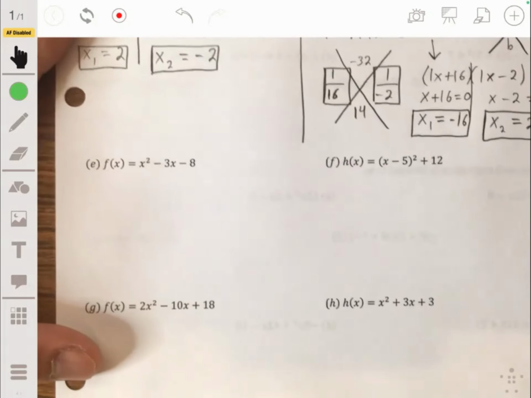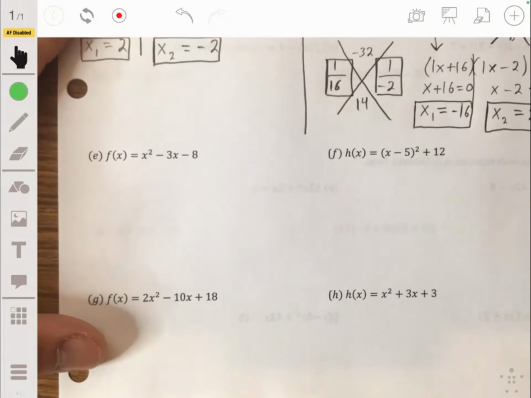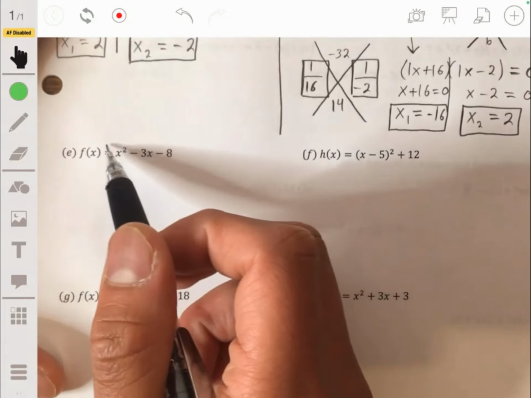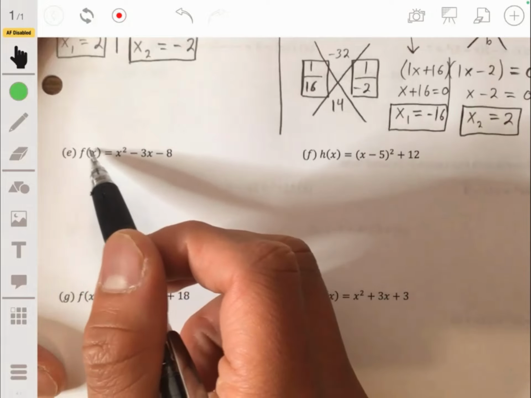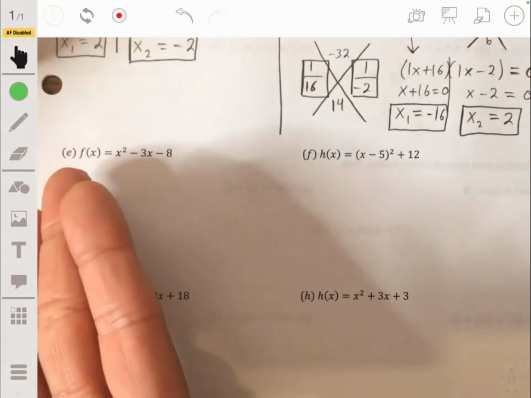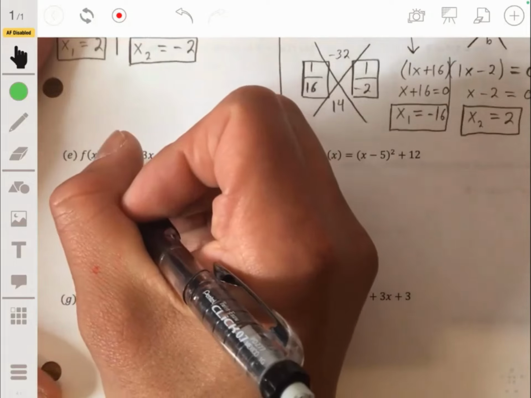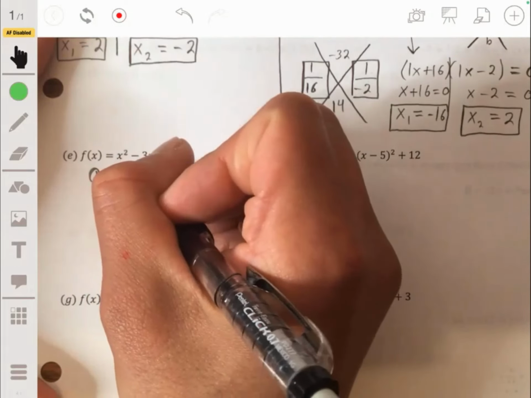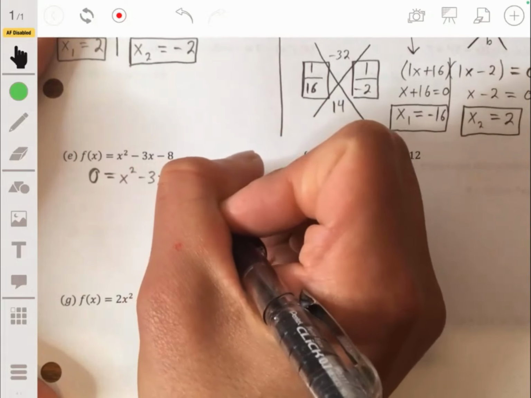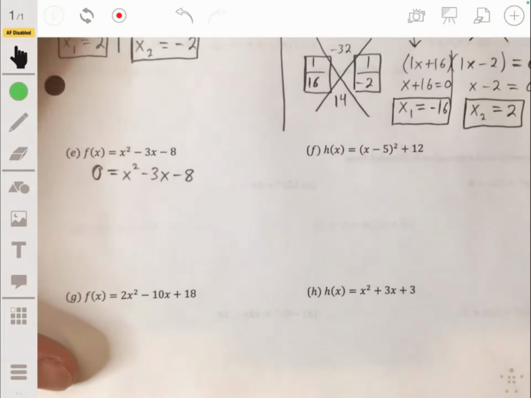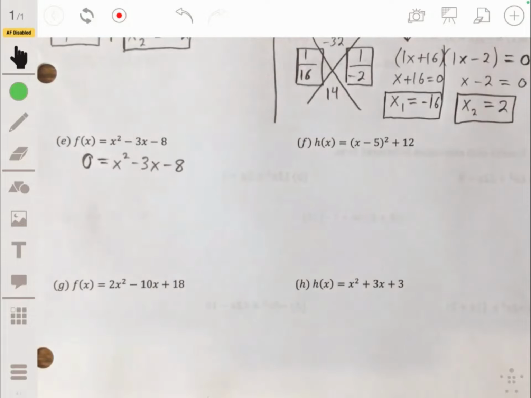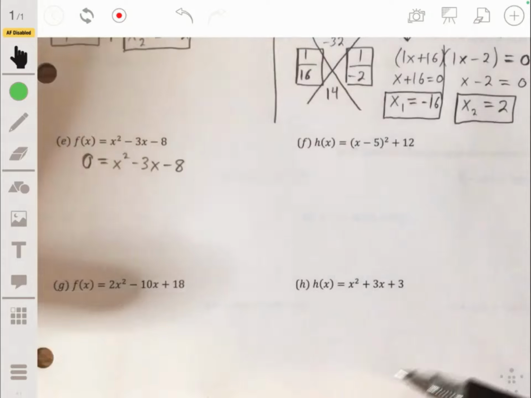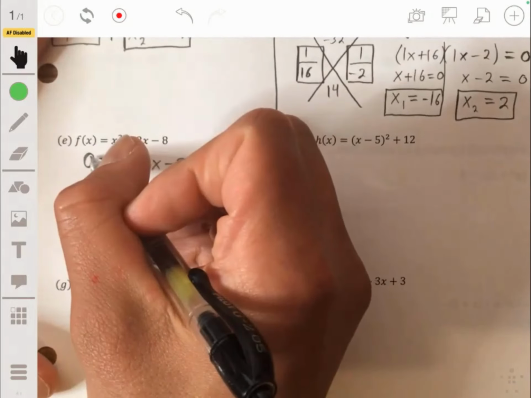All right, next example, E. Okay, so now, again, don't get thrown off by this f of x or y equal to something. Again, just replace that with a 0, because when you're trying to find x-intercepts, y is equal to 0. Now, in this case, so I don't waste your time, you can't factor this. So when you can't factor, remember to use the quadratic formula.